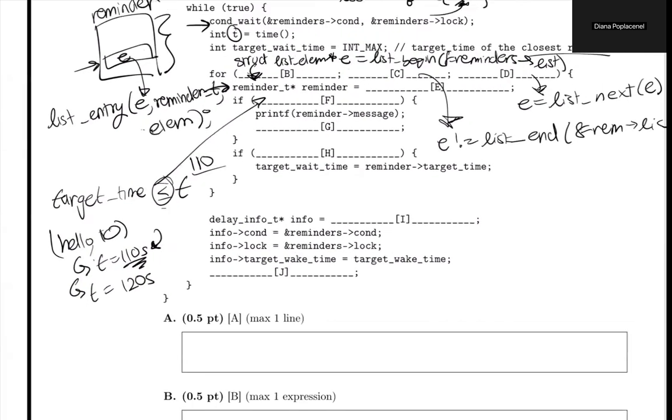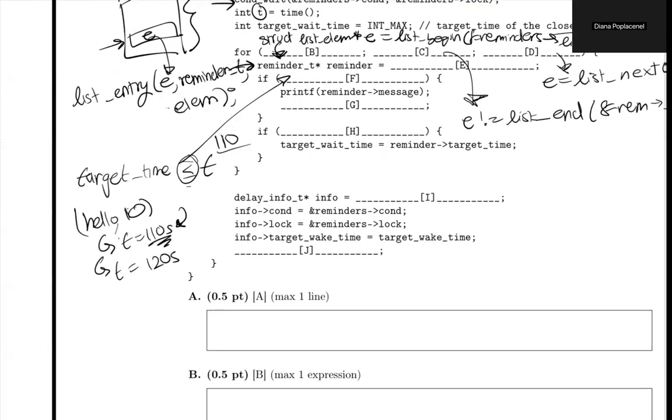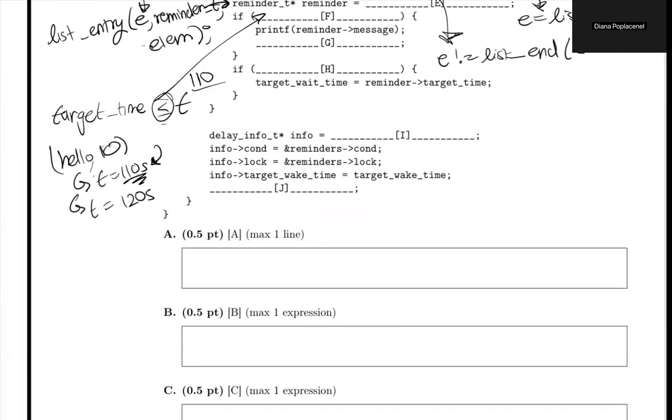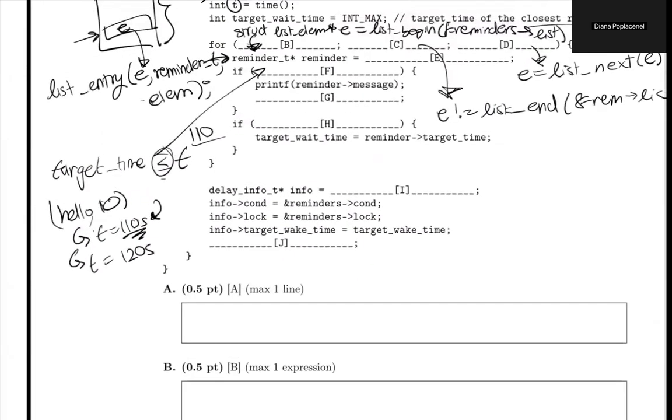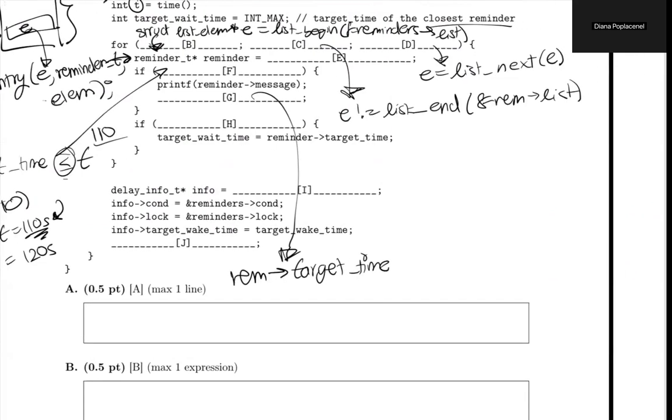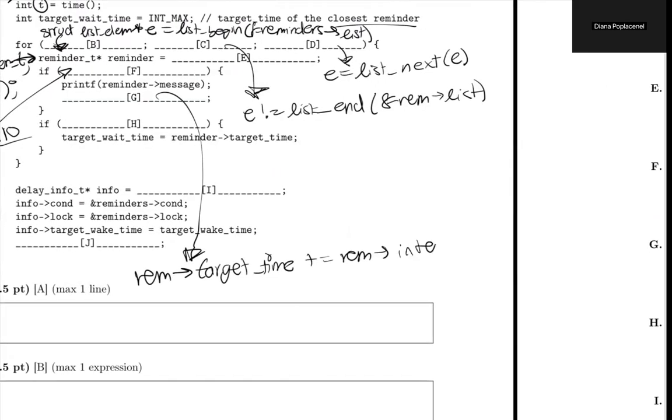And so after we print out the reminder message, we want to increase the target time of that reminder by its interval. I'll write it over here. So that's where we get this reminder target time plus equals its interval. Again, I'm just referring to reminder as rem.